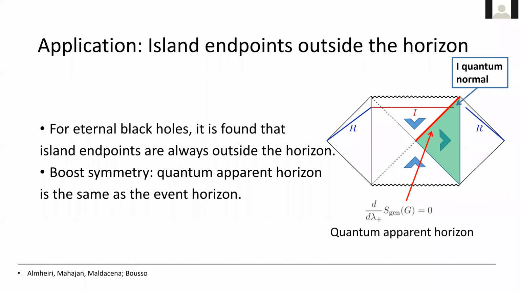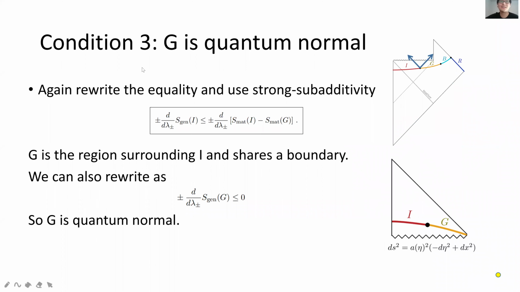Okay. Previously we sort of provided a lower bound. It's not surprising there's an upper bound. So the third condition, we call it G is quantum normal. The idea is similar. You use quantum information inequalities, for example, strong subadditivity. You write it like this. G is a region that shares the boundary with I and its surrounding region. Because they have the same boundary, the area term is the same. So you can rewrite it like this.